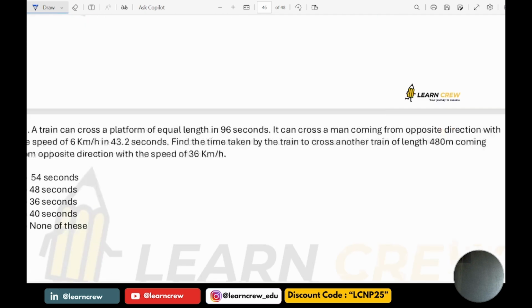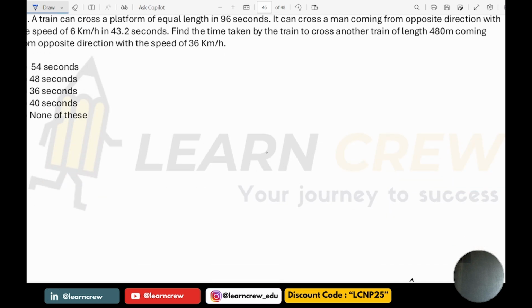Then question 79. A train can cross a platform of equal length in 96 seconds. In 96 seconds, it can cross a man coming from the opposite direction with a speed of 6 km per hour in 43.2 seconds. Find the time taken by the train to cross another train of length 480 meters coming in the opposite direction with a speed of 36 km per hour. So the length of the train is the same.